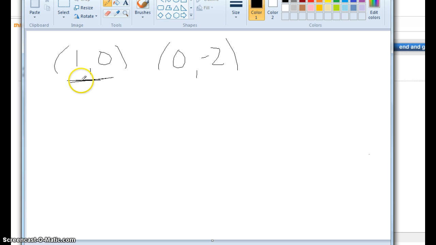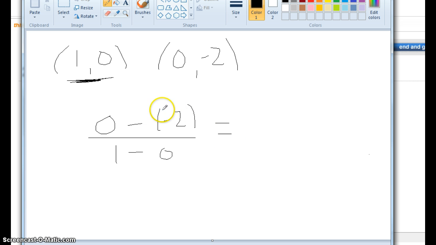Well, I'll start with this point. Whatever one you start with, make sure you use that y first. 0 minus negative 2. And then you also use that x first. And that'll help you get the right sign, either positive or negative. So minus negative 2 gives you a positive 2. Minus a negative, and then 1 minus 0 gives you 1, so that reduces down to just 2.